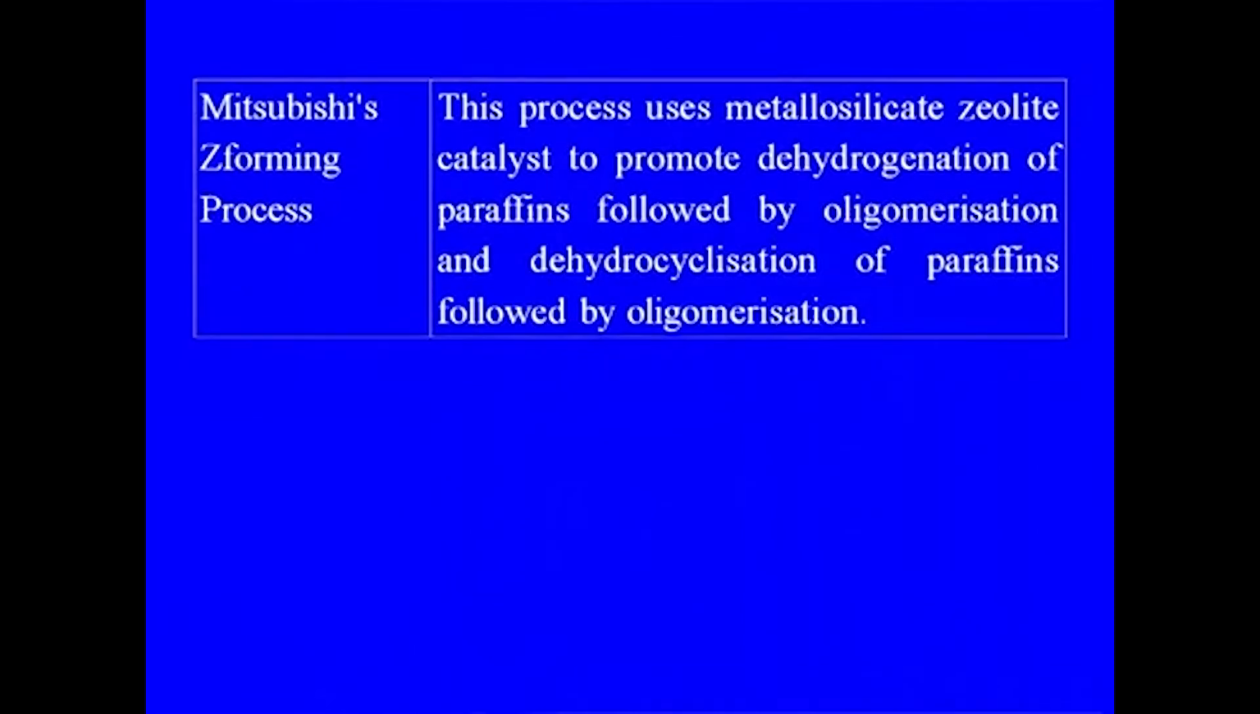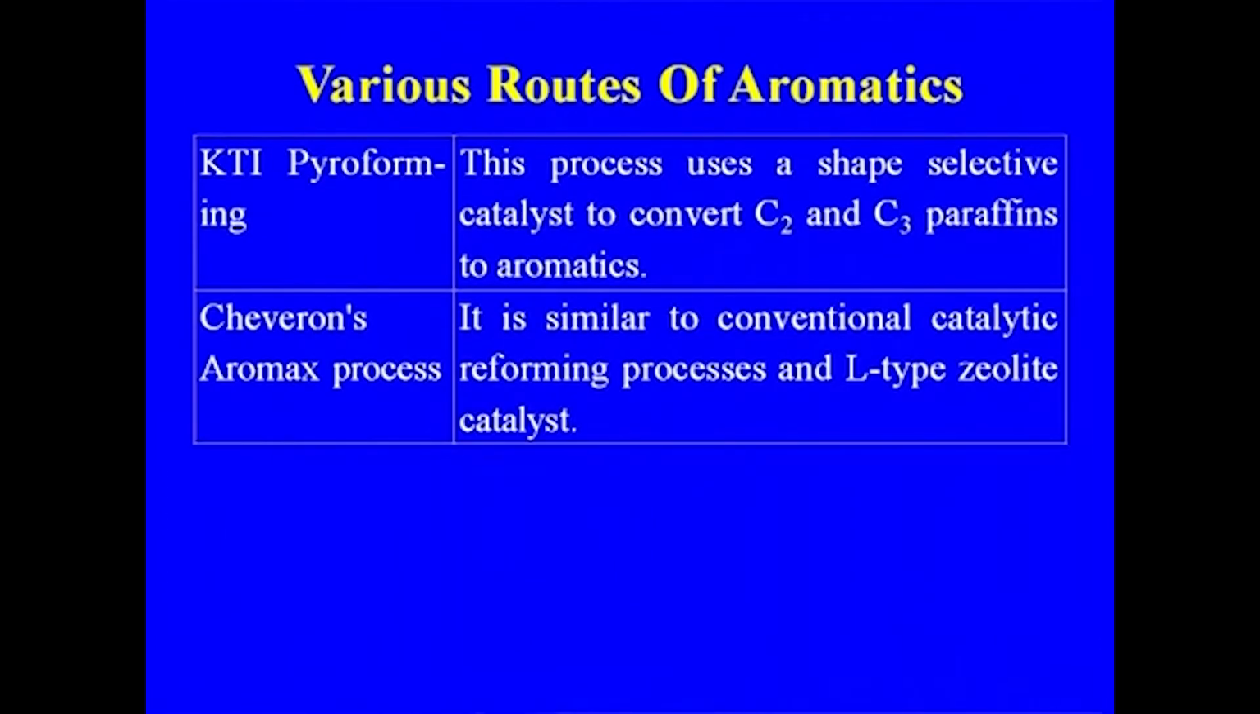Jet forming process: this process uses a metallosilicate zeolite catalyst to promote dehydrogenation of the paraffins, followed by dehydrocyclization. QTI pyroforming process: this process uses a shape-selective catalyst to convert C2 and C3 paraffins to aromatics. Chevron Aromatics process: it is similar to the conventional catalytic reforming process, and an L-type zeolite catalyst is used.